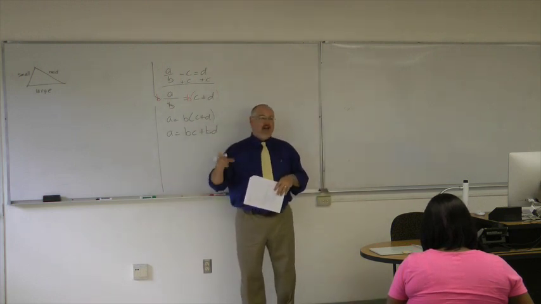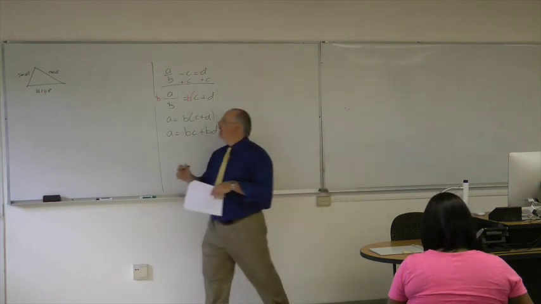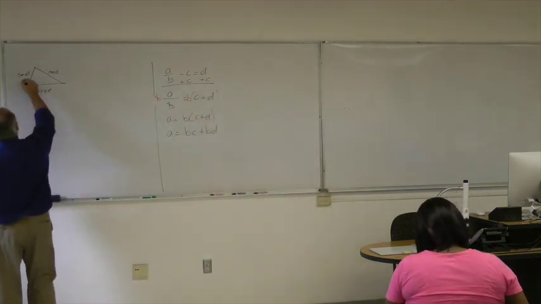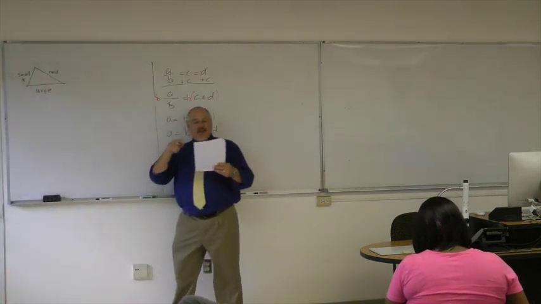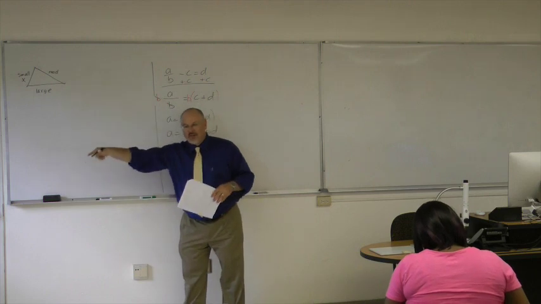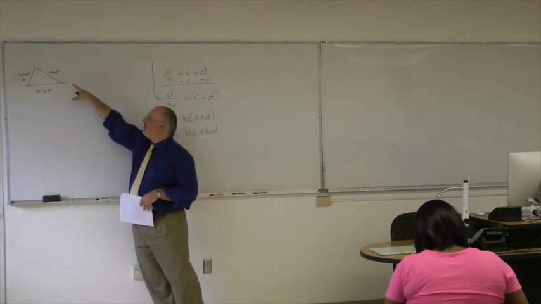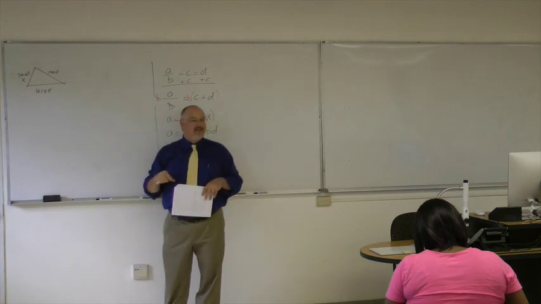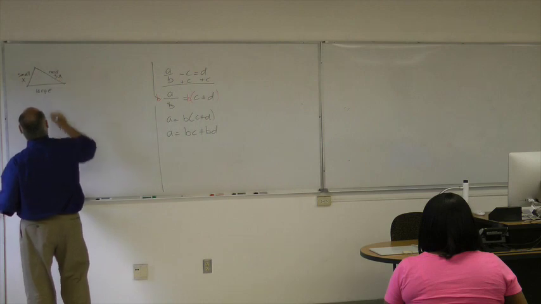What is the second item that I mentioned? The shortest side. So I'm going to call the shortest side, or the smallest side, x. So the medium side is 3 times the shortest side. So if the smallest side is x, what's the medium side? 3 times x, or 3x.